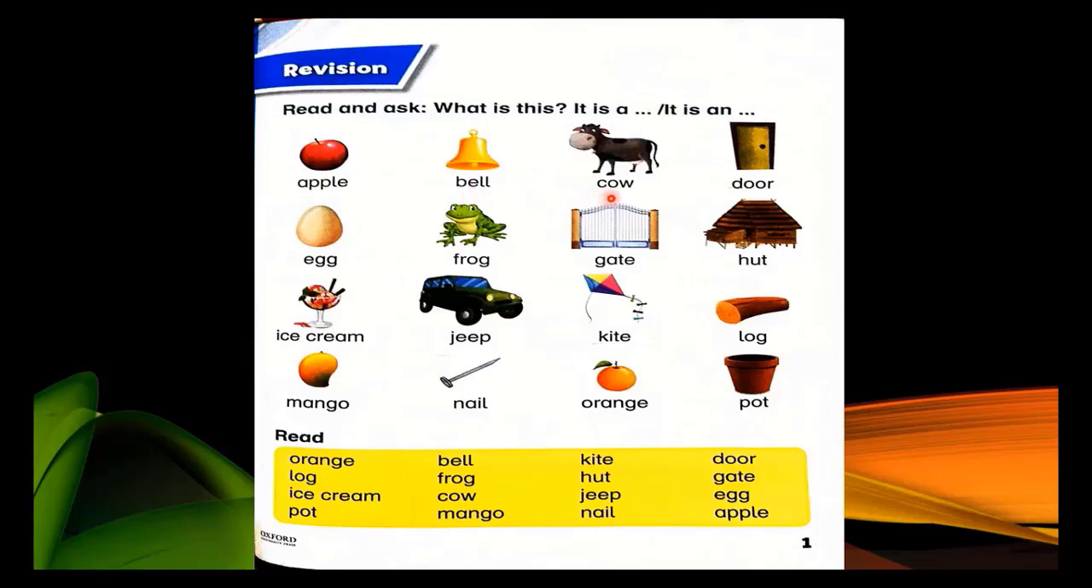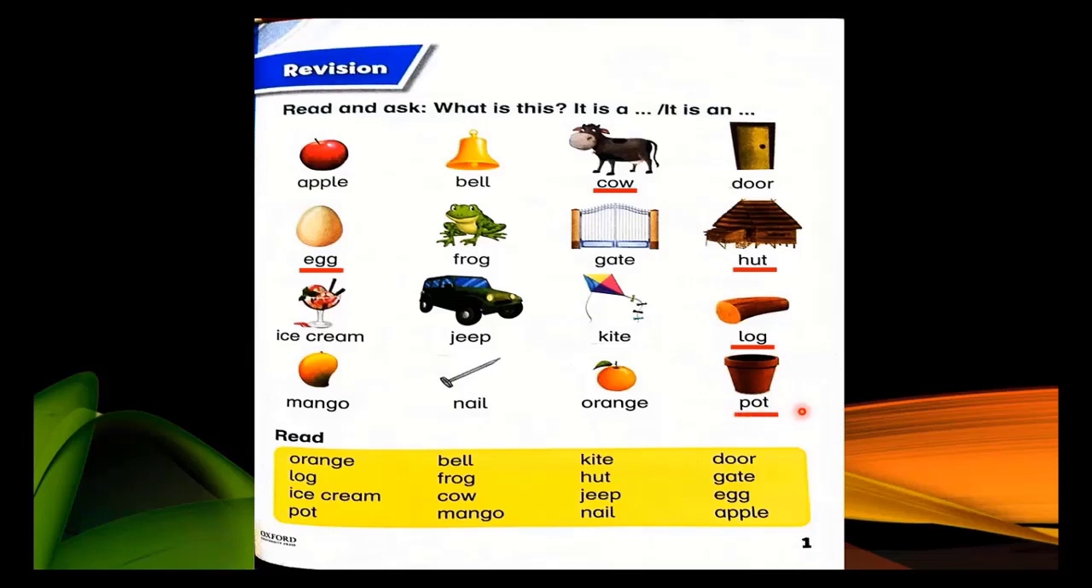Now look at this. 1, 2, 3. It is a 3-letter word, so you're gonna underline it. इसी तरह आप बाकी 3-letter words find out करें और उनको underline करें. Now let's read them. Cow, cow. Egg, egg. Hut, hut. Log, log. Pot, pot.